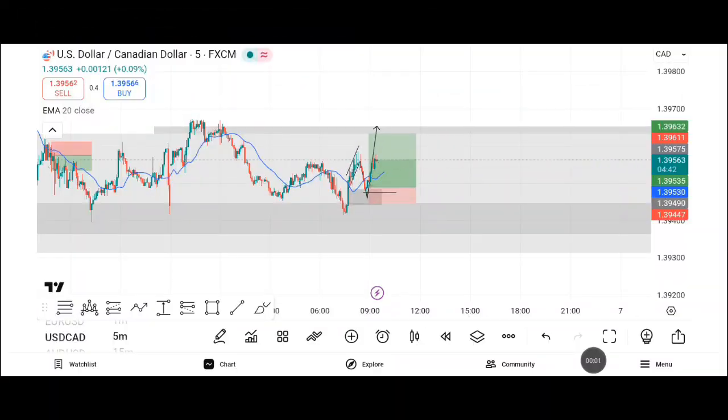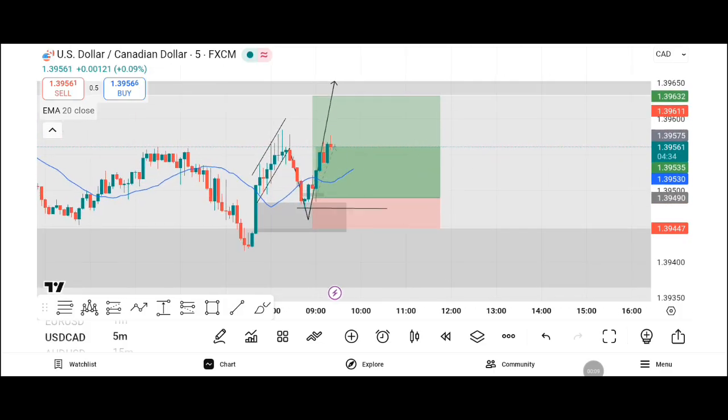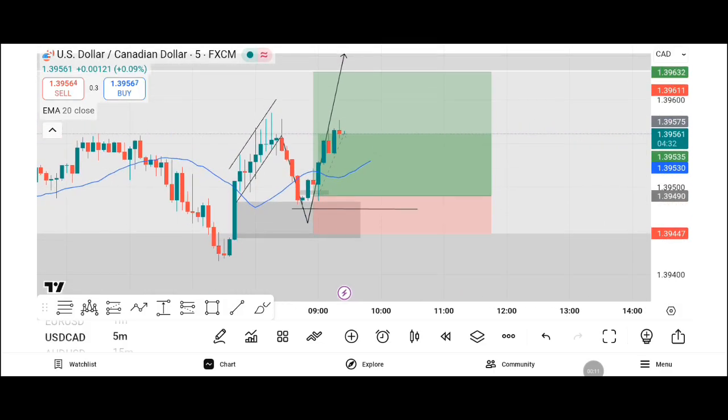Okay, what's up traders, and welcome back to my TradingView. Like I said, I'm going to be showing you guys the trade on my TradingView. Guess what, I almost missed this trade. I've been patient since morning, waiting for this setup, and I almost missed this setup.